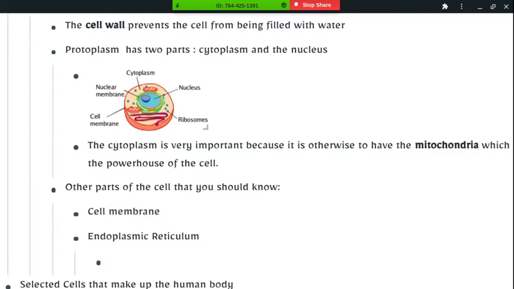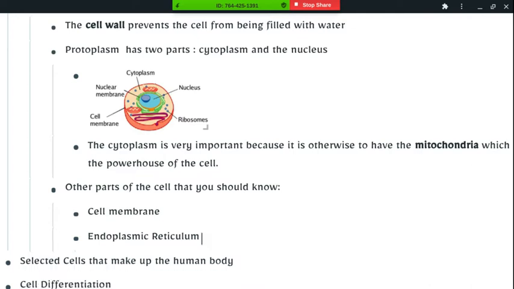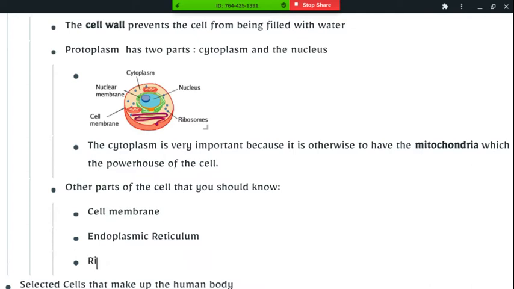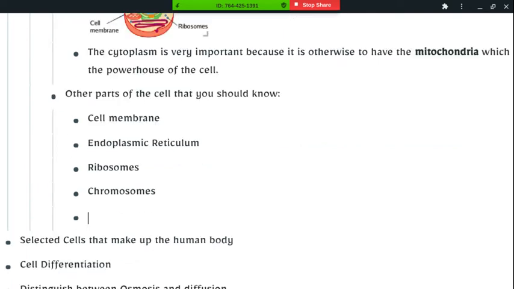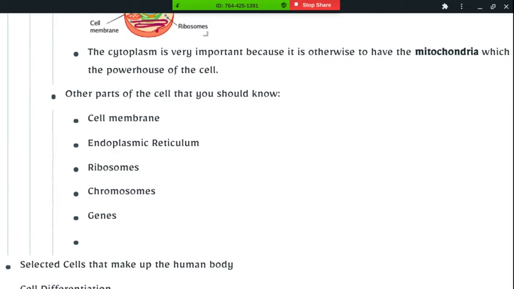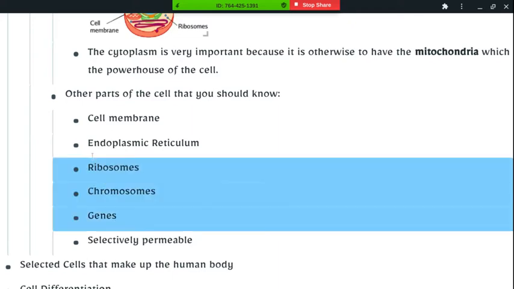The ribosomes. It's pronounced ribosomes, right? There's something called chromosomes as well. Genes. Selectively permeable. There's another one. It's going to lead us into our next topic. So everybody understand the definition of each of these?